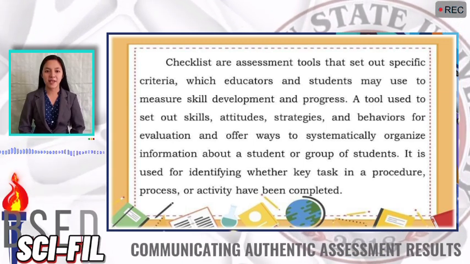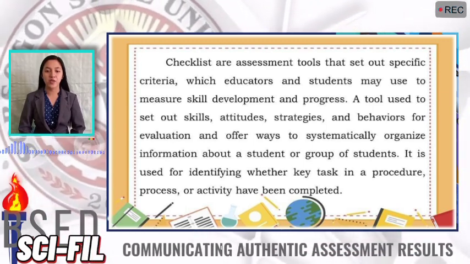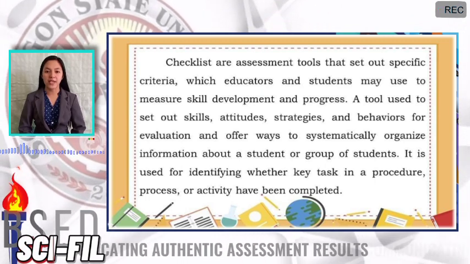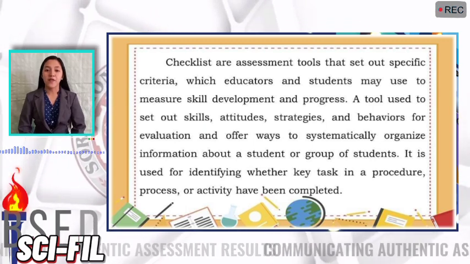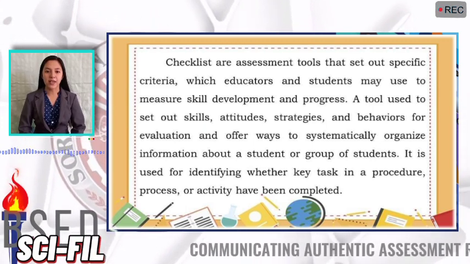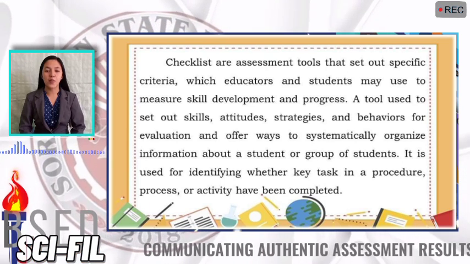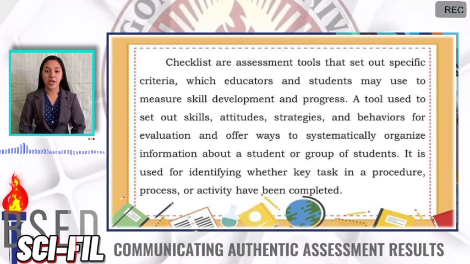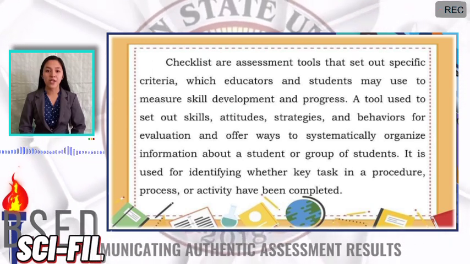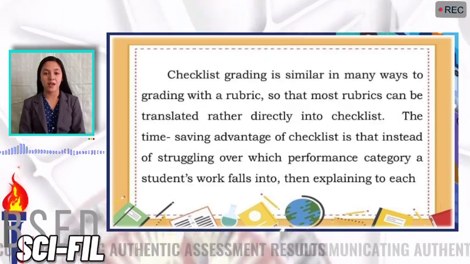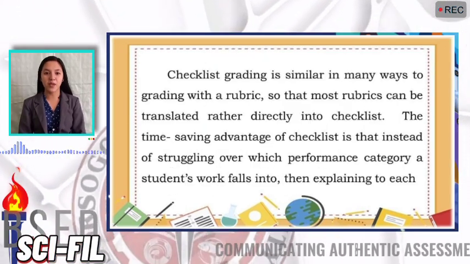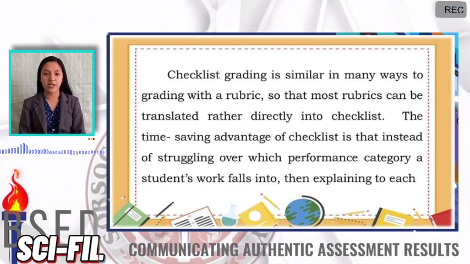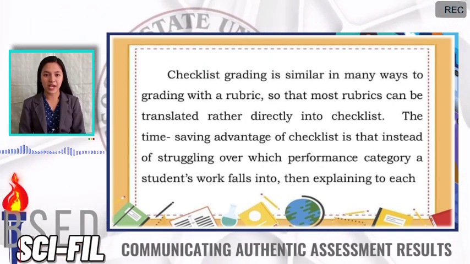A checklist is a set of criteria teachers provide to ensure that students understand how to fulfill all requirements of an assessment. For example, before submitting a research report for grading, a student can refer to a list of components the teacher needs in the final project, such as pages, report, maps, or tables and bibliography. Checklist grading is similar in many ways to grading with a rubric, so much so that most rubrics can be translated rather directly into checklists.